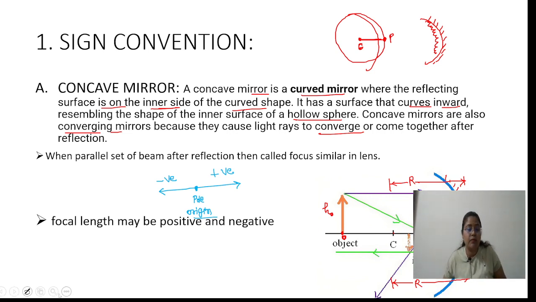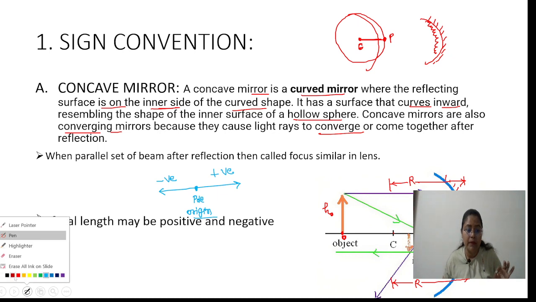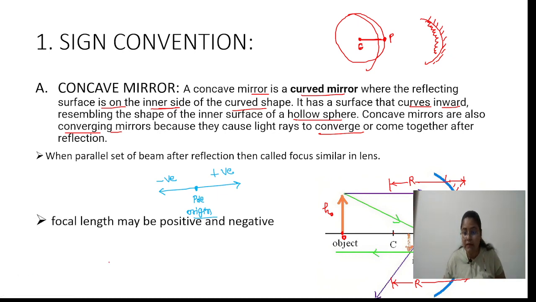So what is the pole? The pole behaves like an origin. In this direction it is always positive, and in this direction it is negative. So my dear students, you have seen what the focus is. Is the focus positive or negative? Positive and negative, because in this direction the focus is negative.